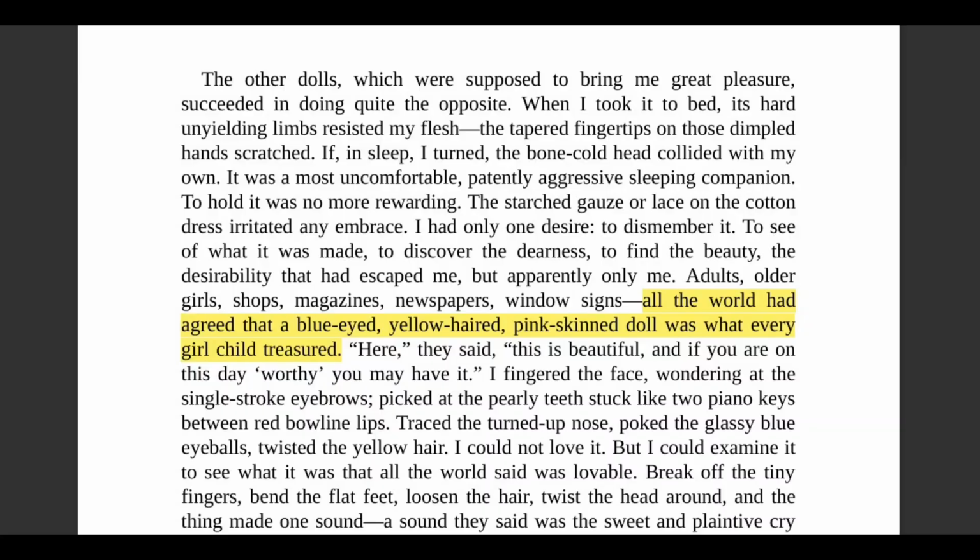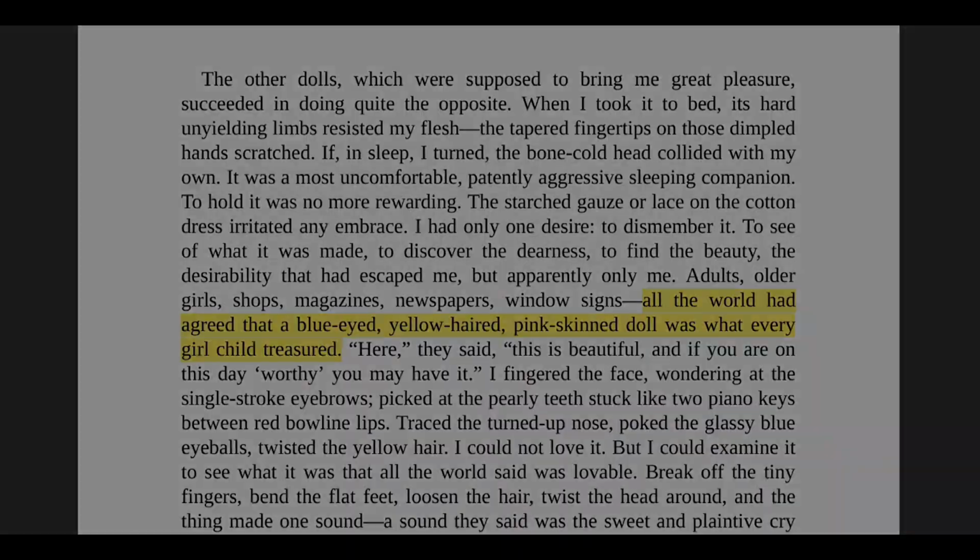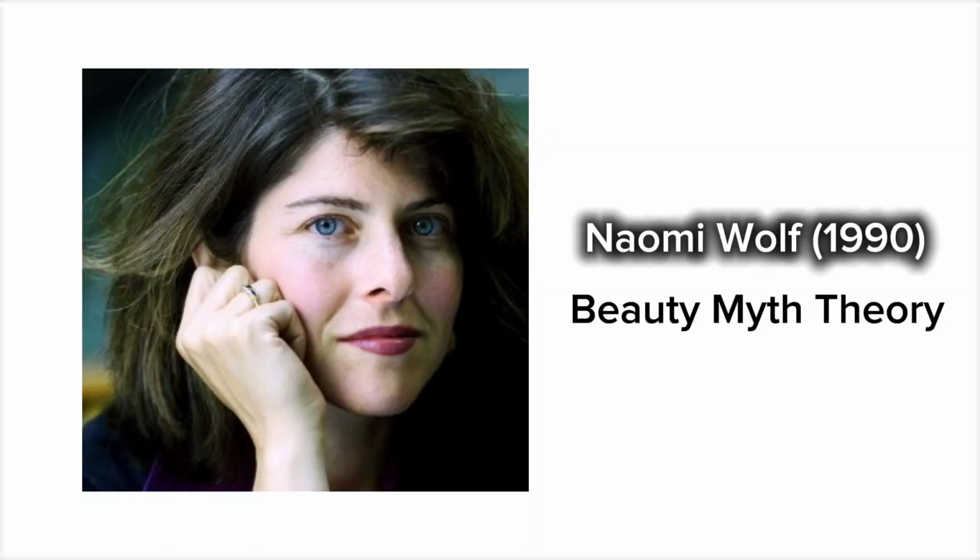This line might sound simple, but it's actually really deep. It shows how early these beauty standards are taught. Even children are expected to admire whiteness without questioning it. This idea connects really well to Naomi Wolf's beauty myth theory, which argues that beauty standards are socially constructed and used to maintain power and inequality.